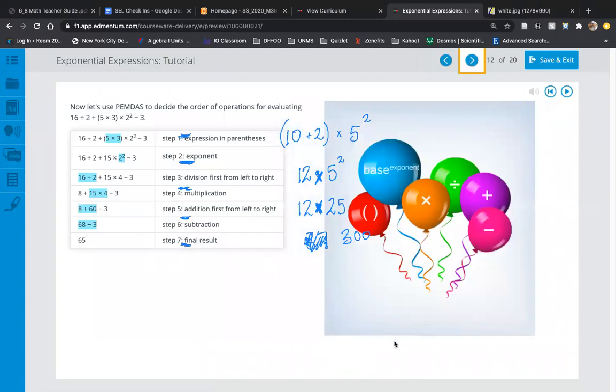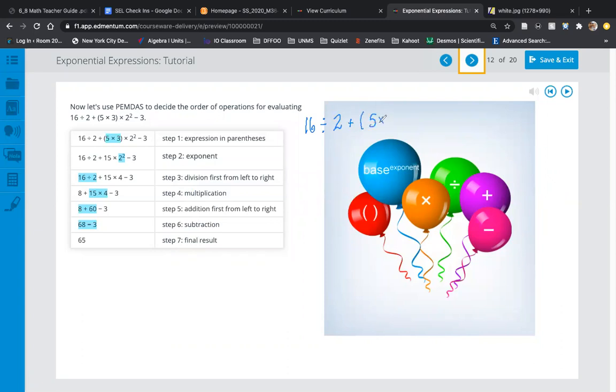So again, let's go work through one more example together. The steps are here, but I want to show it to you from scratch, okay? So 16 divided by 2 plus 5 times 3 times 2 squared minus 3, right? So again, work out the operation.